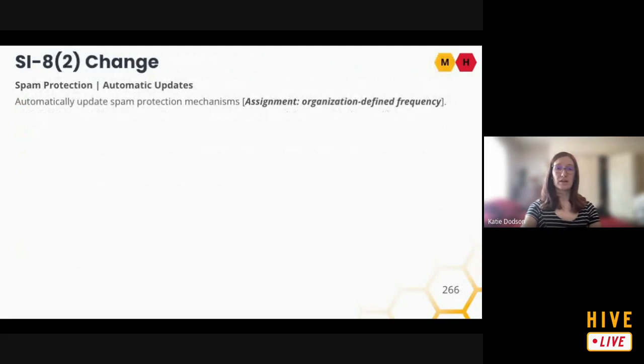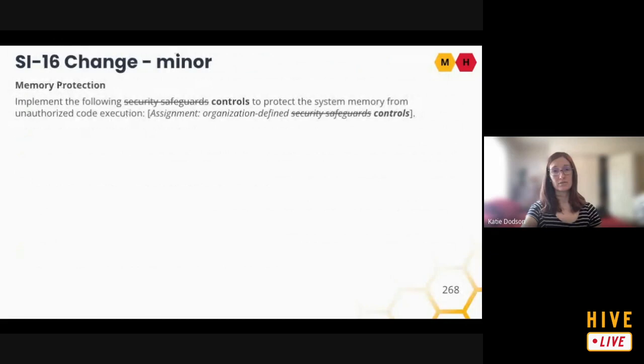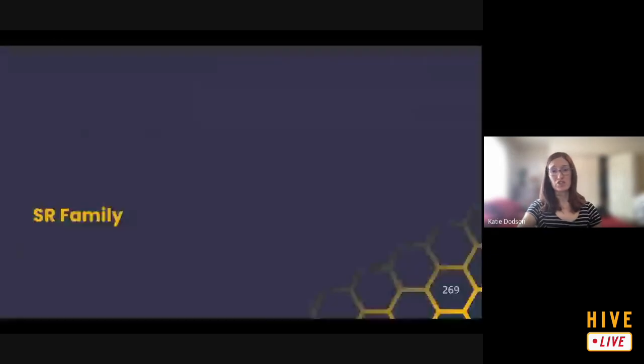SI8.2, you have to define the frequency at which your spam protection mechanisms are going to be updated. This does impact both moderate and high. 12, just a minor change, changed language from handles and retains to manage and retain information. Again, SI16, just a minor change, changing security safeguards to controls.